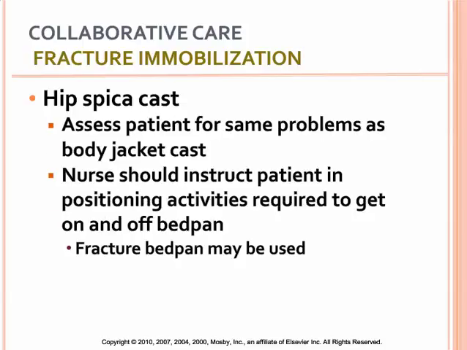You would assess the patient for the same problems as you would with a body jacket cast. The nurse should instruct the patient in positioning activities required to get on and off the bedpan, and a fracture bedpan may be used. When the patient is positioned, the support bar joining the thighs must never be used to assist in moving because the bar can break and cause cast disruption.